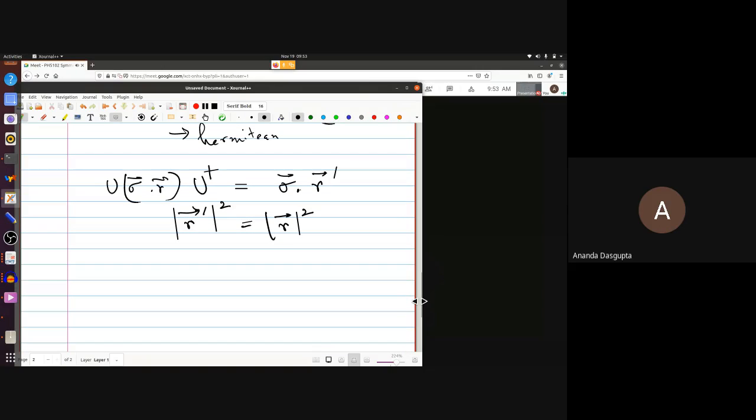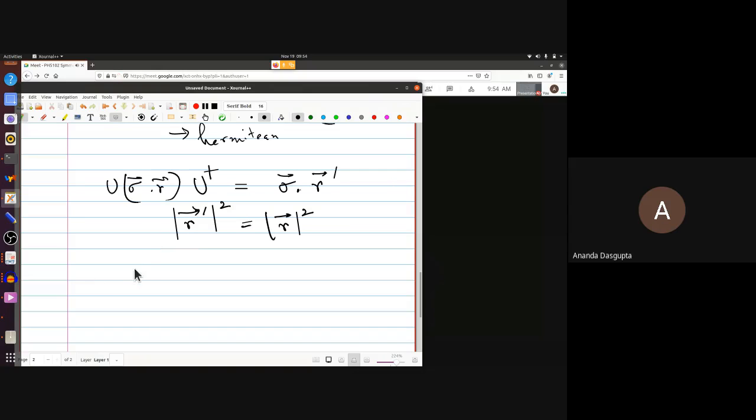So what you can easily see is that this transformation on r, which is induced by the unitary transformation on sigma dot r, is actually going to be an orthogonal transformation, something which leaves the length of the vector unchanged. Okay? So everybody is with me so far? Yes. Okay, so the next question: how do we know that this is a rotation on r?